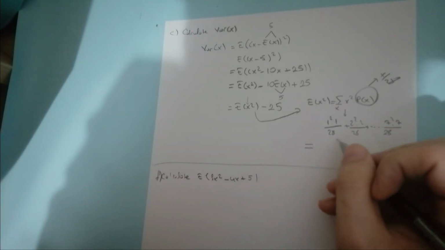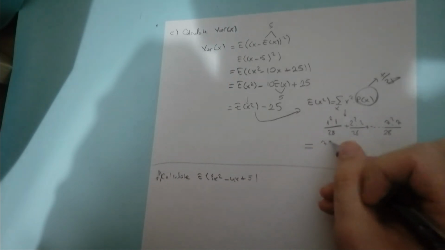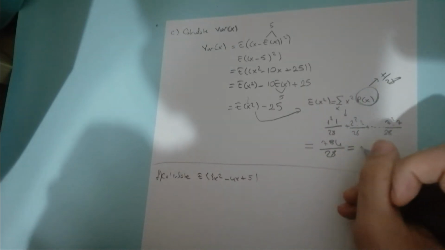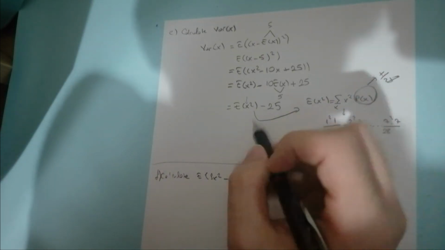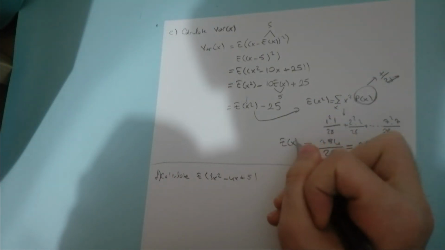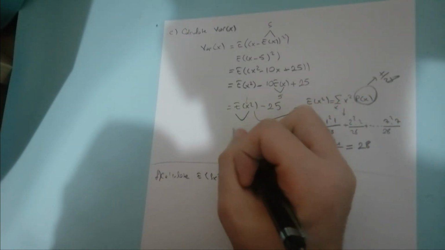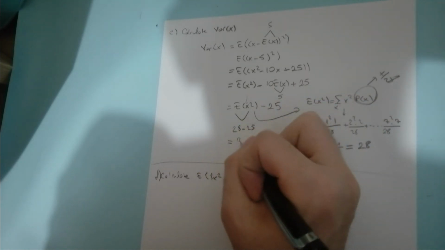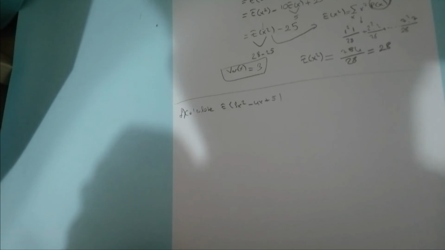here is 784 over 28, which is equal to 28. So our E of x squared is 28, and right here 28 minus 25, and the variance of x is 3. That's it.